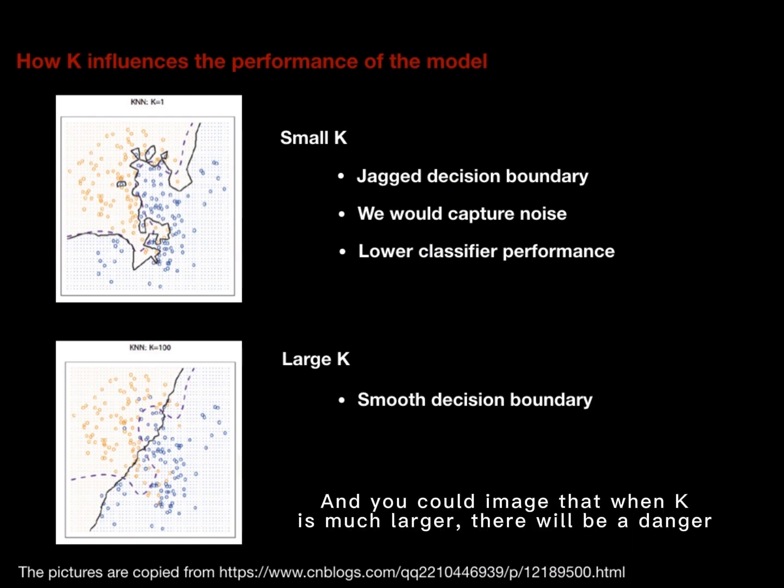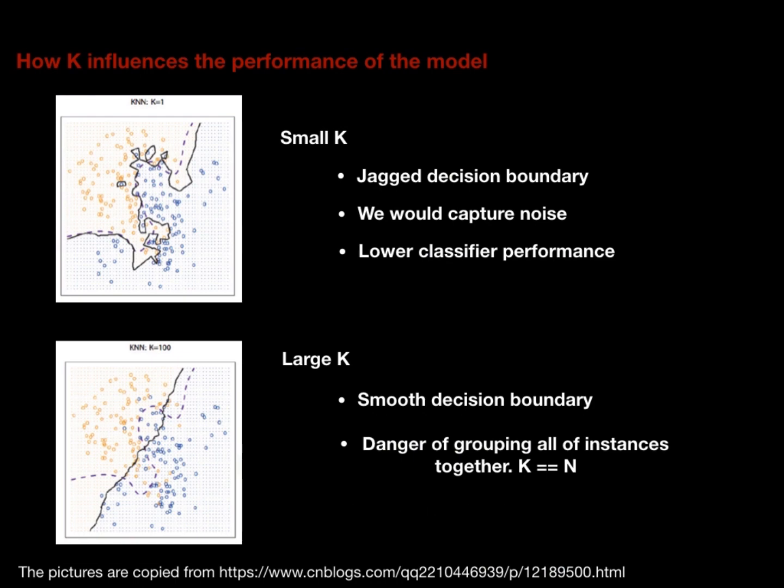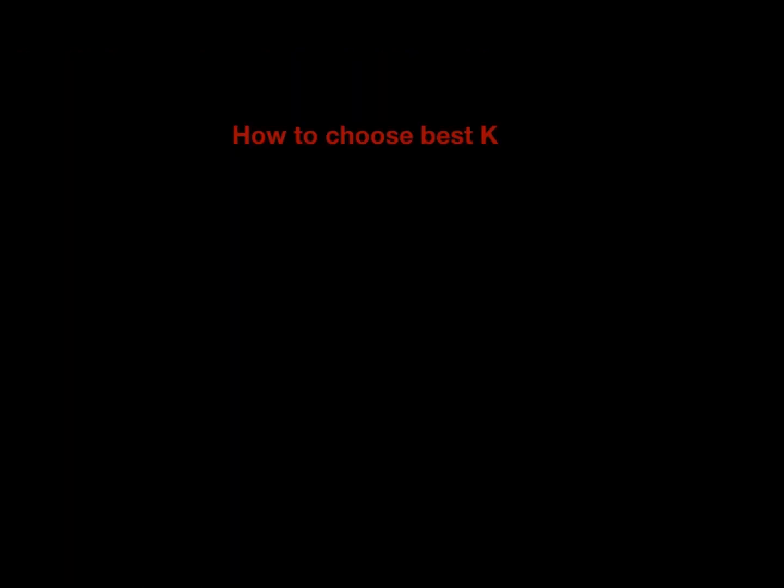And you could imagine that when K is much larger, there will be a danger that all of the instances will be gathered together. Let's say K gets much closer to n, the number of instances. This kind of model also has a lower performance. Therefore, we say that when K is too small or too large, it's not what we want, so we have to choose the best K.